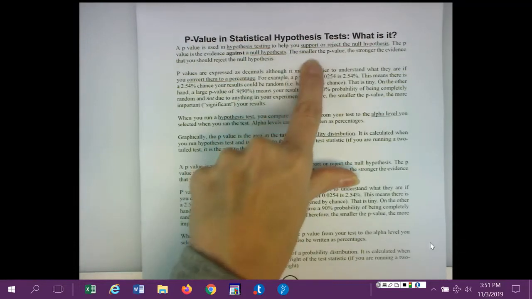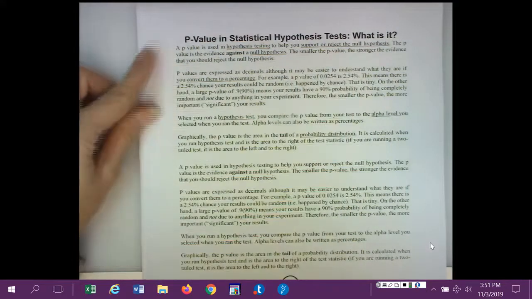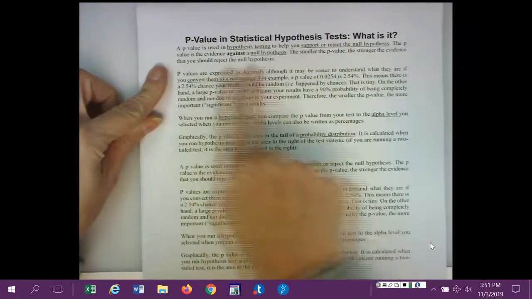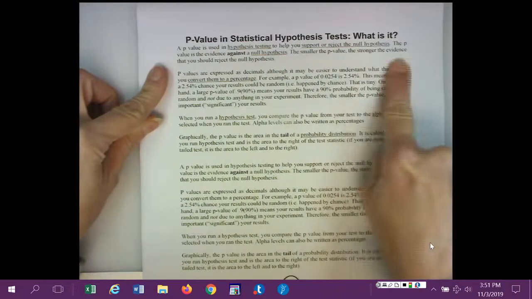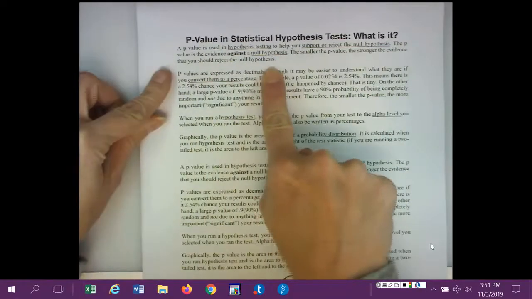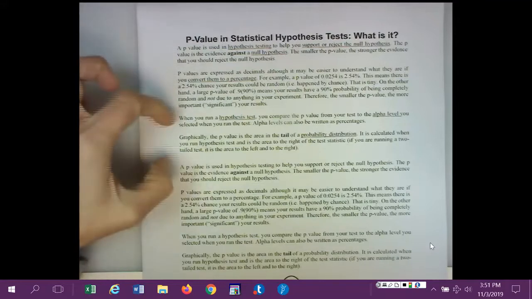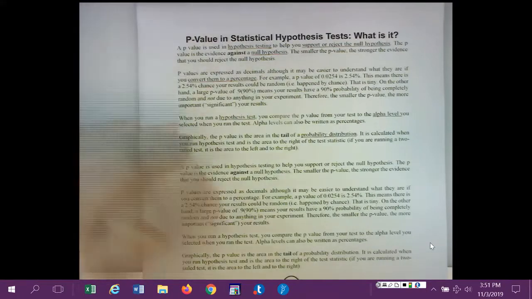The smaller the p-value, the more support for the alternative, or you're going to reject the null. The smaller the p-value, the stronger the evidence that you should reject the null hypothesis. You could also write the larger the p-value, the stronger the evidence that you should not reject the null hypothesis. Again, it's all about a comparison with alpha and p-value. Please do read this statement, especially if you want to know more about p-values and why you're calculating these p-values. This particular statement is also very good.